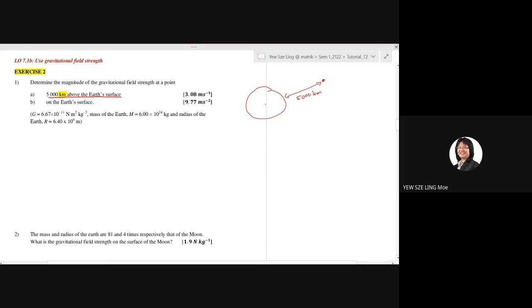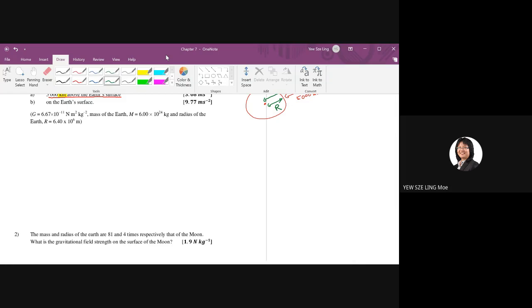Now, it doesn't mean that the distance starts from the center. If you recall, what did I tell you before? When it comes to this chapter, we want to use the distance from center to center. So this would be our r. What does it mean? It means in your calculation for r, you need to add the radius of the Earth, which is capital R.